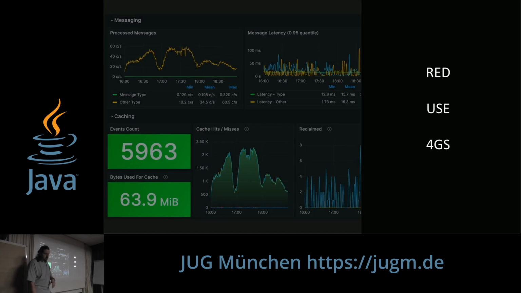Within each group, you can use RED, USE, or 4 golden signals approach. So you know this. RED stands for rate, errors, duration. USE stands for utilization, saturation, and I guess errors again. And 4 golden signals, something from Google, right? So within the group, just follow the standards, and then your story will be well built.